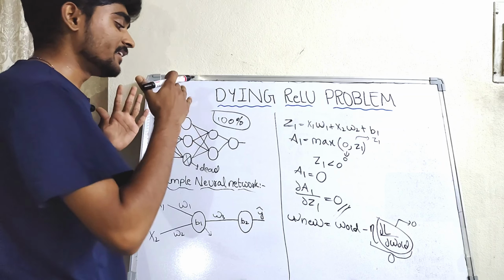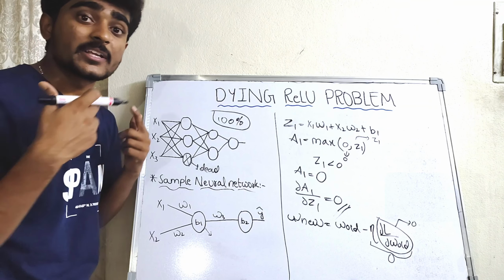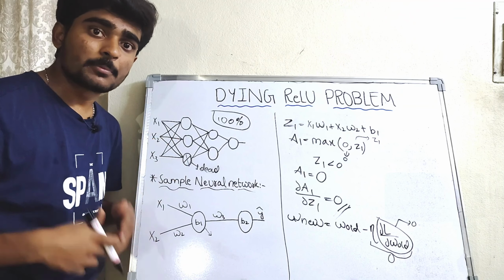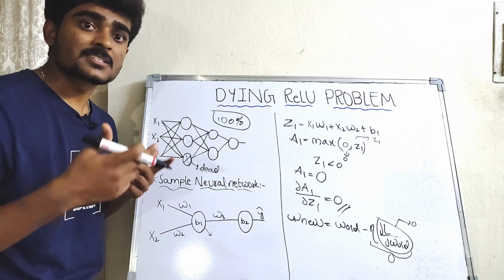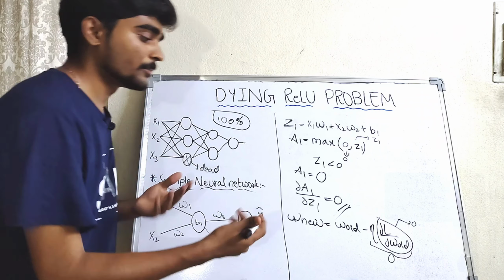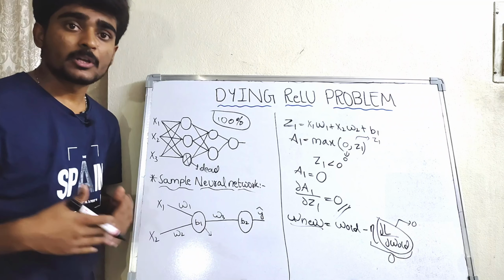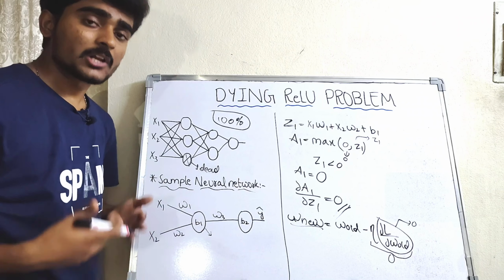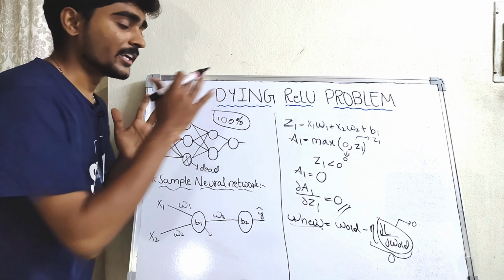So in the entire neural network, the weights you initialized at the beginning will persist through the entire training. The same weights will continue, and there will be no updating of the weights, so the neural network won't be able to learn complex patterns in the data set. This is the entire dying-ReLU problem.